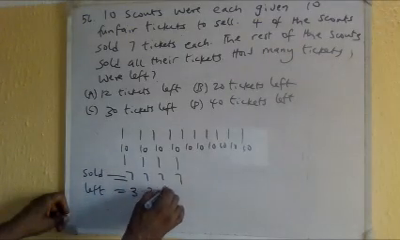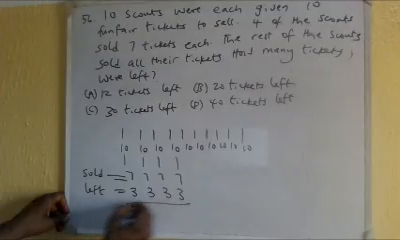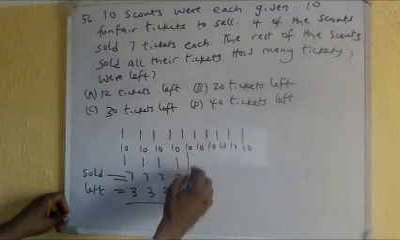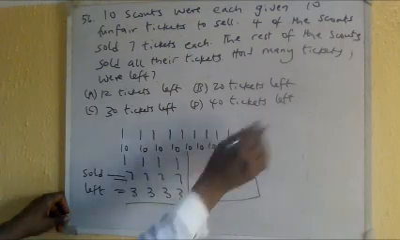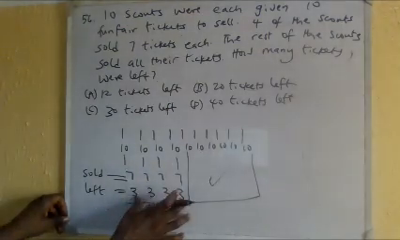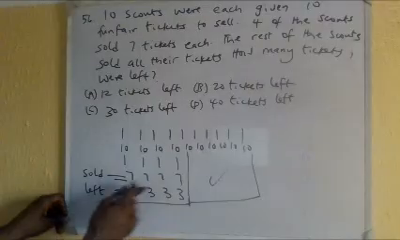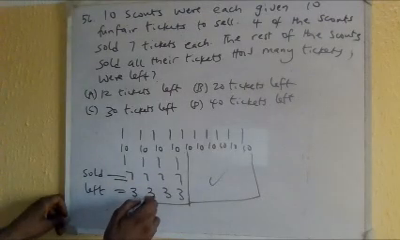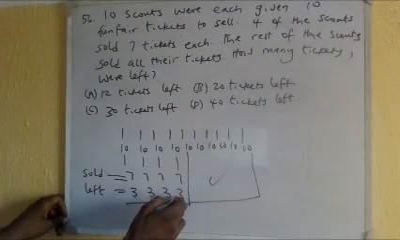This is where our concern is. All these others sold their tickets, so I don't have any business with them. But these 4 did not sell. So how many are left together? 3 plus 3 is 6. 6 plus 3 is 9. 9 plus 3 is 12. So 12 tickets are left.